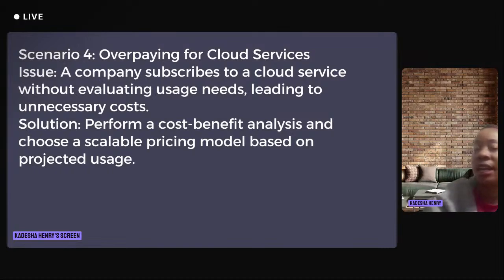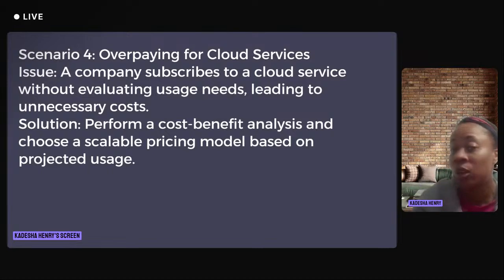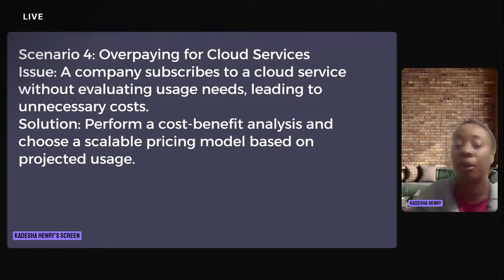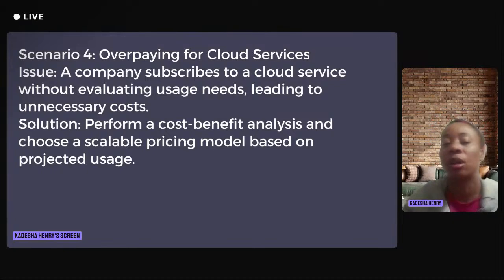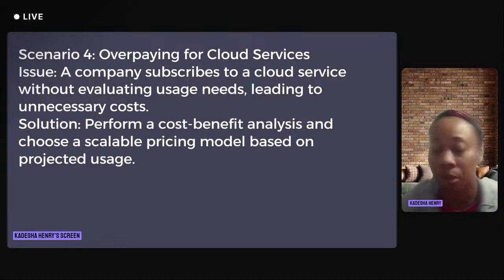So when we are working for an organization and we are buying all of these services and connecting to all of these platforms for the company, good, because we need cloud for storage and all of that, right? Are we checking to see that we're not spending unnecessarily? So we talk about cost effective. Solution: perform a cost benefit analysis and choose a scalable pricing model based on the project usage. How many persons are going to use this new product that we're coming out with, this new platform? And then we have to make sure that we choose the price accordingly.